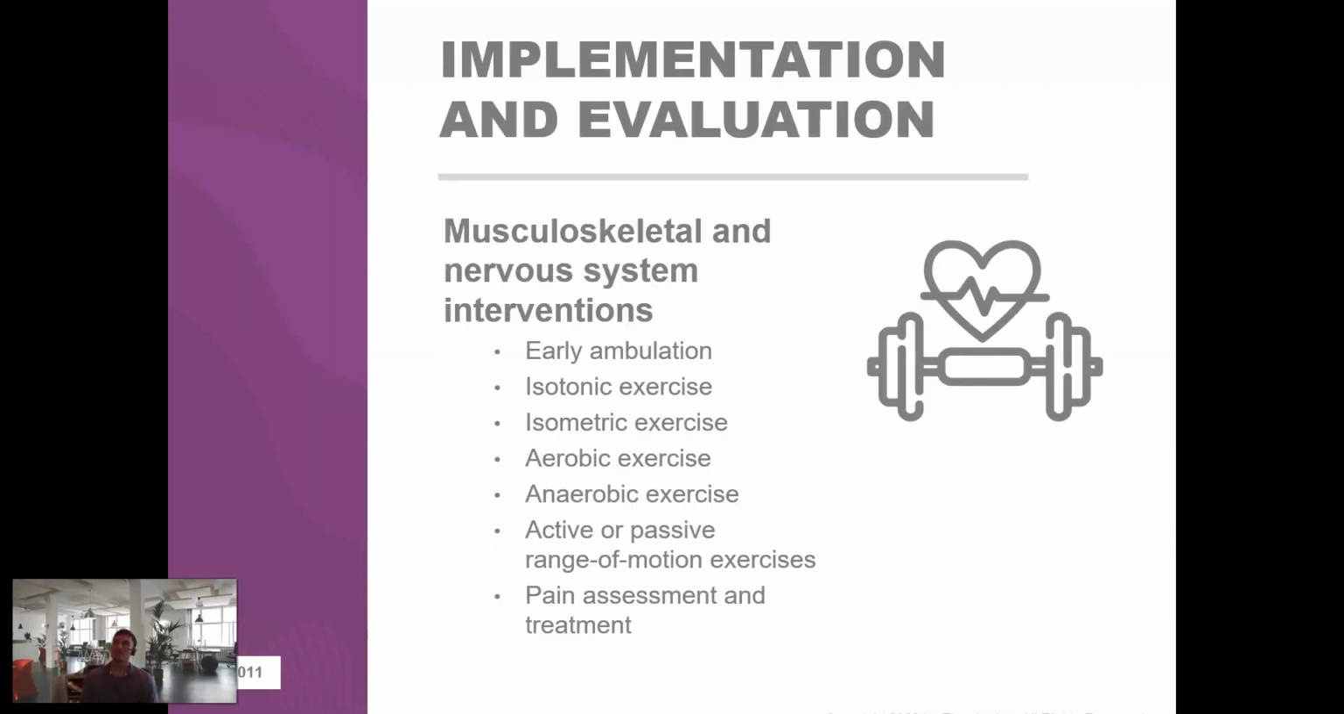Talking about the musculoskeletal and nervous system and their interventions, what can we implement and evaluate? Well, we can talk about early ambulation. Getting the patient moving as quick as possible is always key. We want to get them up, moving out and about in a safe manner as quick as possible. And there are a lot of studies to show the quicker we can get people up, moving around, ambulating, walking again, getting back to some activity is going to be better. And there's a bunch of different ways we can do that.